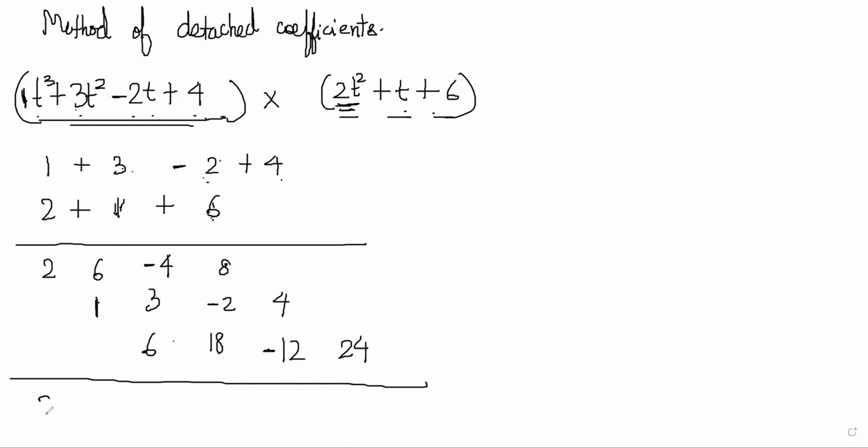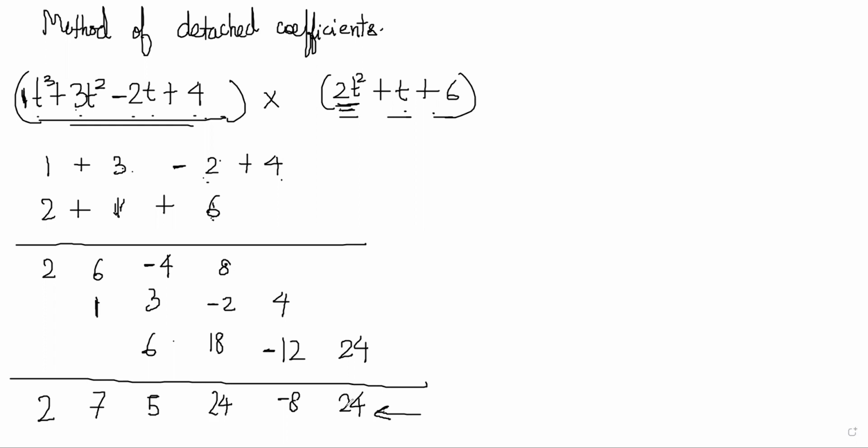Add vertically. So this is 2, this is 7, this is 6 minus 4, 2 plus 3, 5. This is 8 minus 2, 6 plus 8, 24. This is minus 8, and this is 24, right? And this is going to be your answer, and you fill in the powers of t now from this side.